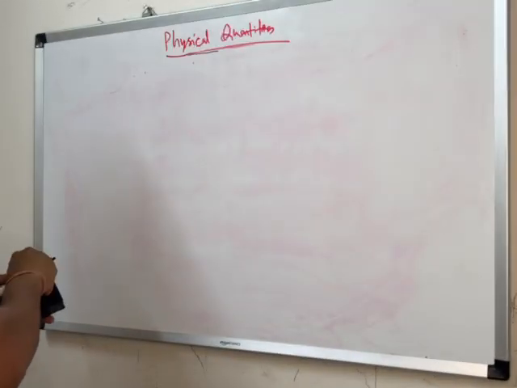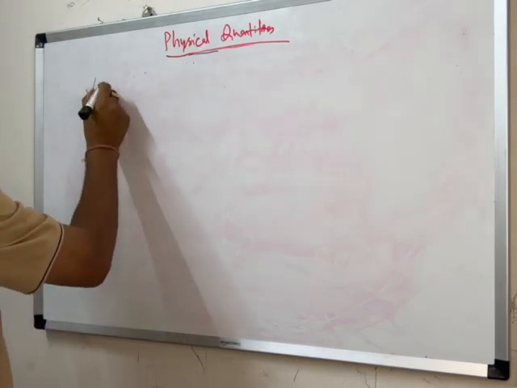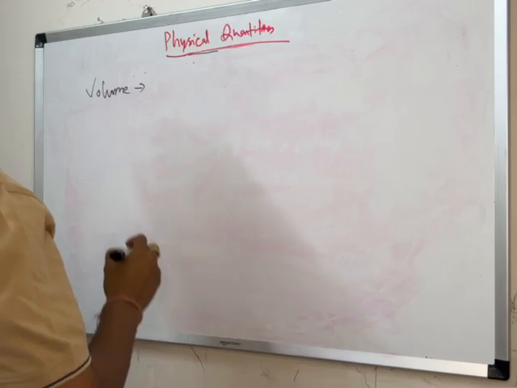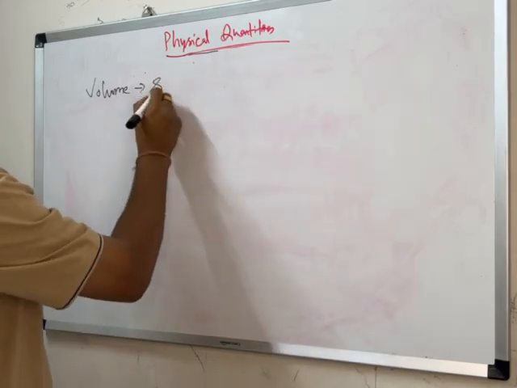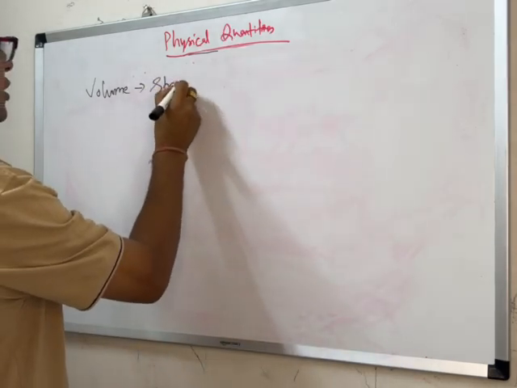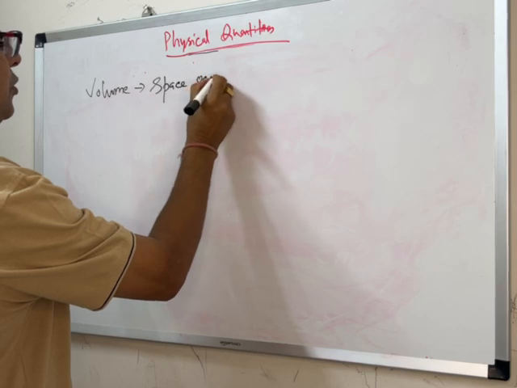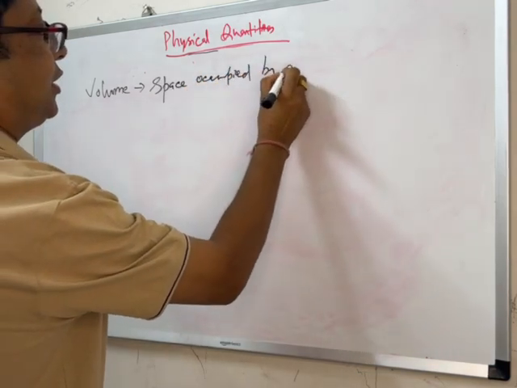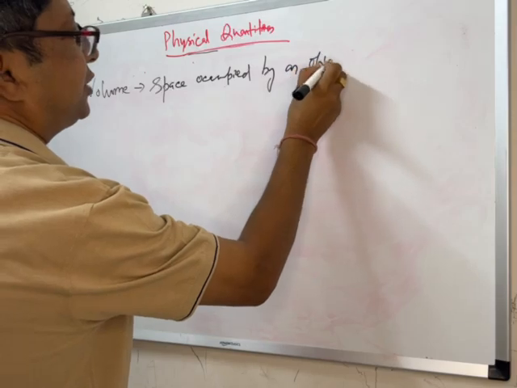What is volume? Volume is space occupied by an object.